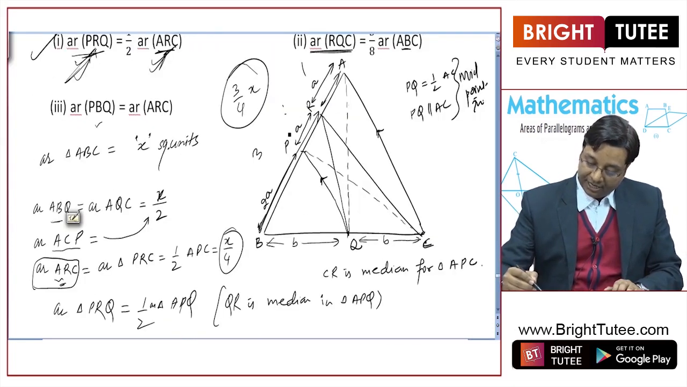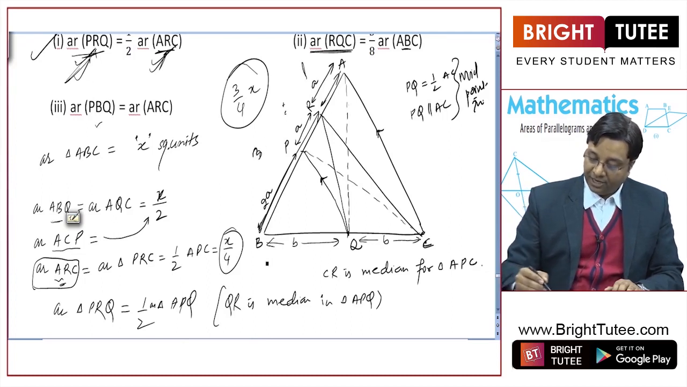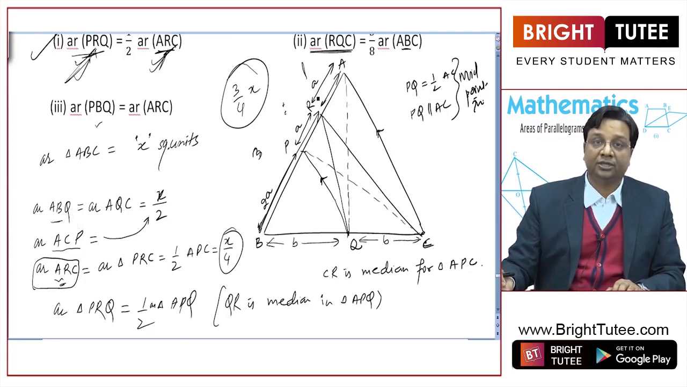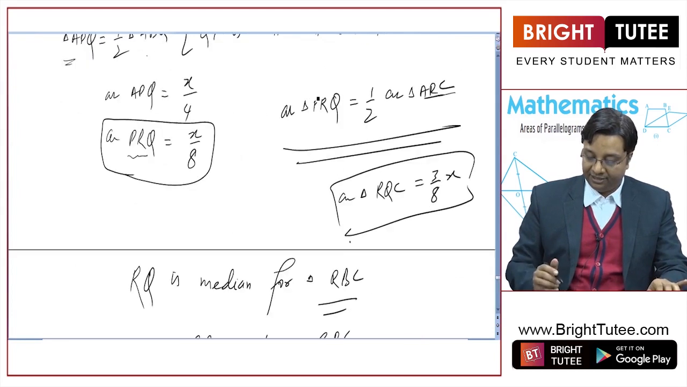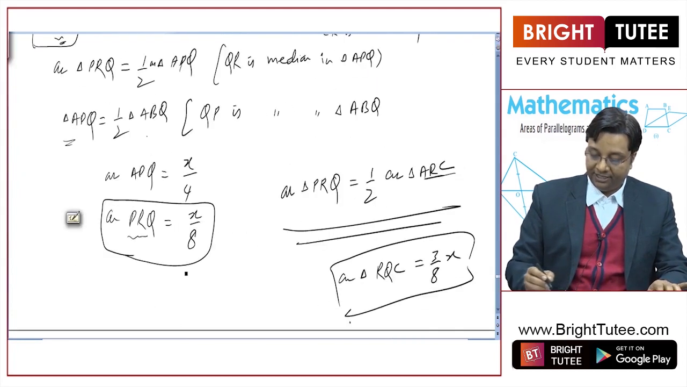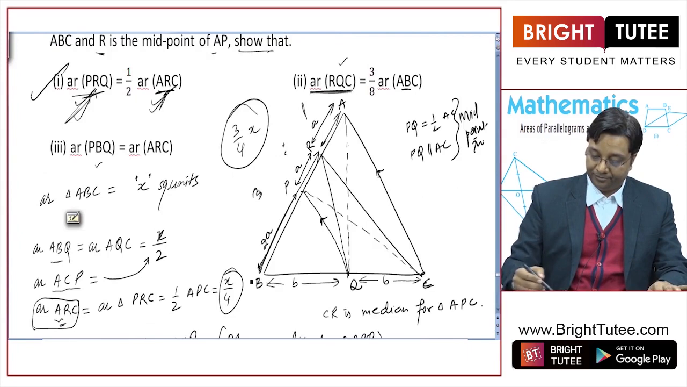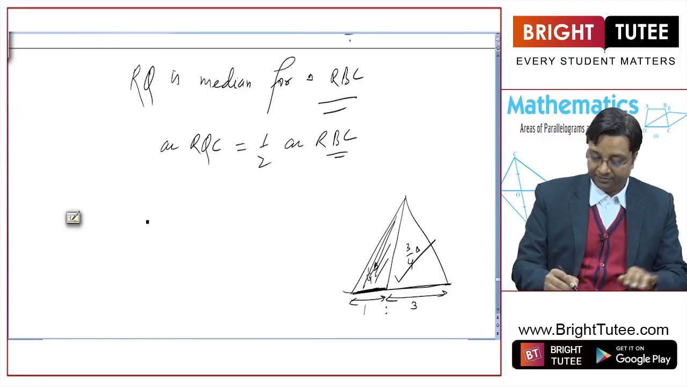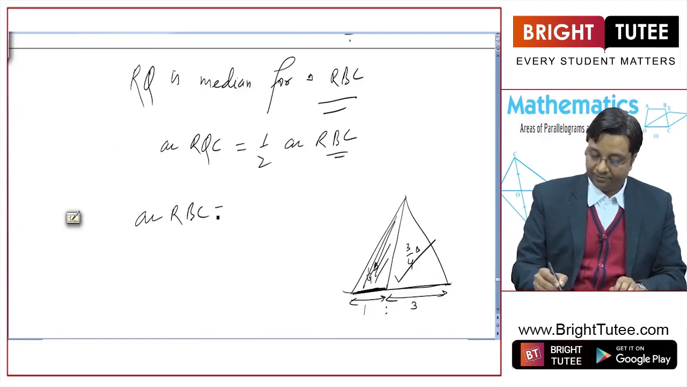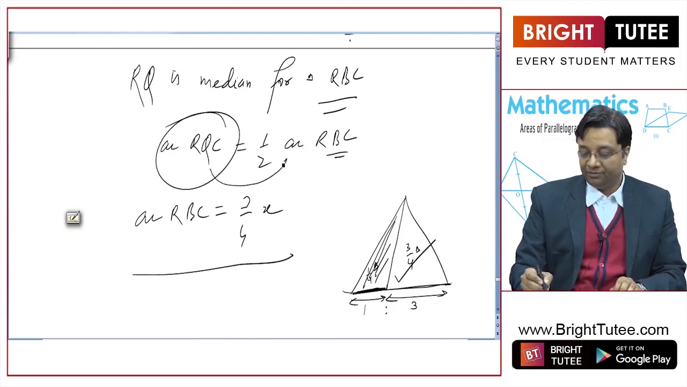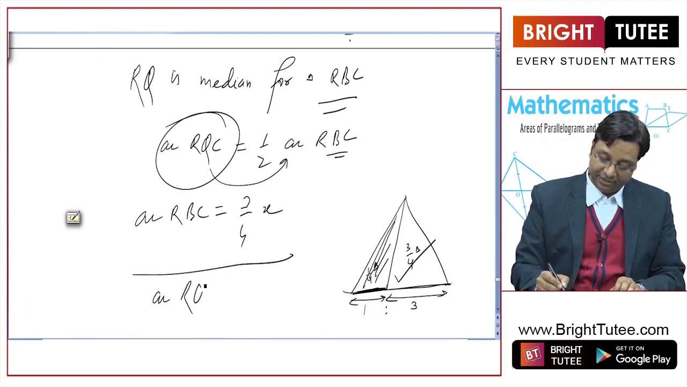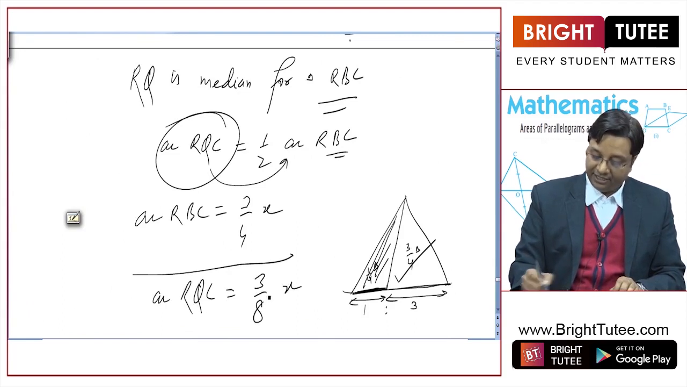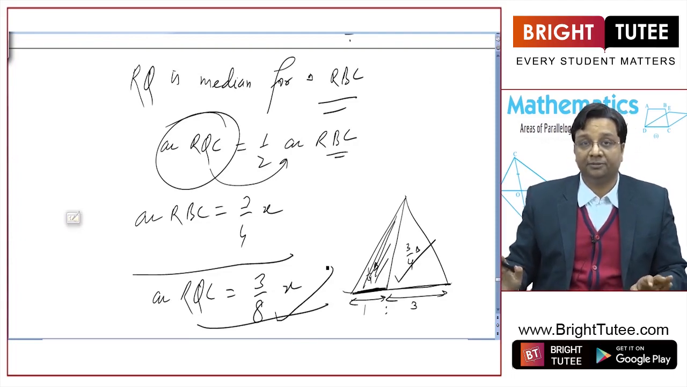Now see, AR is to RB. I have shown you that these are 1:3 in ratio. So area of RBC will be 3/4 of the total area. That is x, area of RBC will be 3/4x. And what is area of RQC? It is half of RBC. So area of RQC will be 3/8x. That is what we need to prove here.